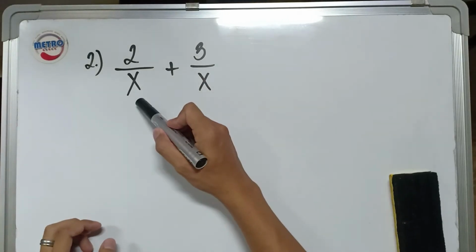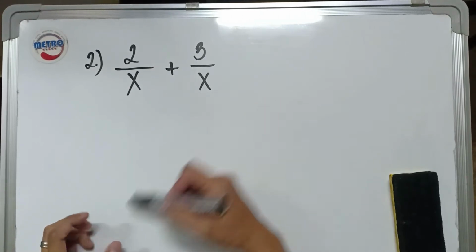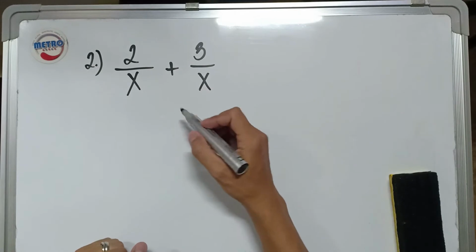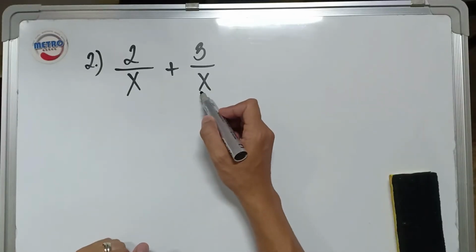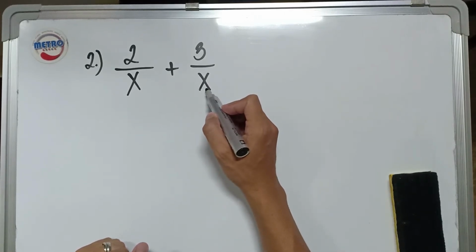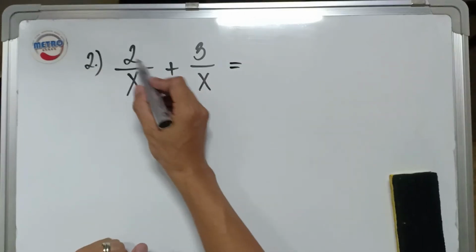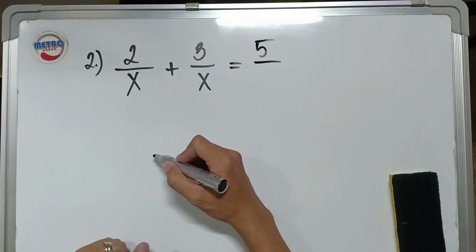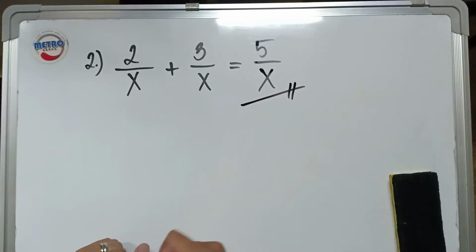Now let's have our second example. Let's say we have 2 over x plus 3 over x. Again, when we are adding fractions, we have to check if the denominators are the same. So our denominator is x and the other one is x. So they are the same. So we simply combine the numerator, 2 plus 3. Just copy the denominator x. This will be our answer.